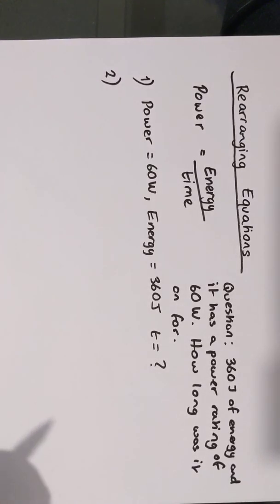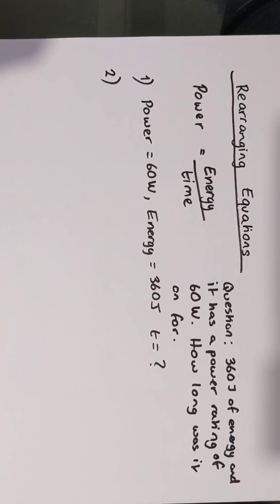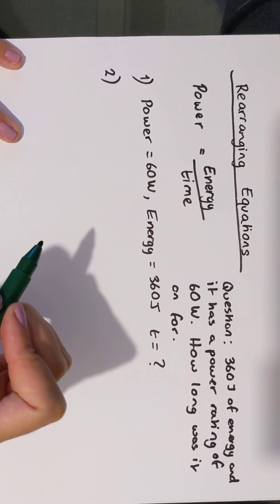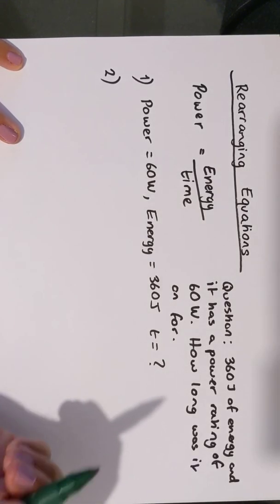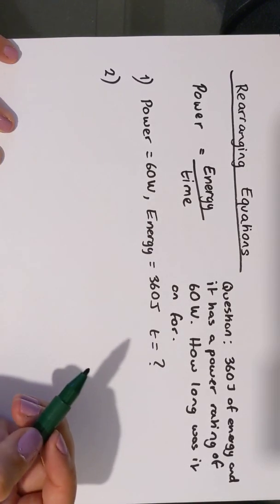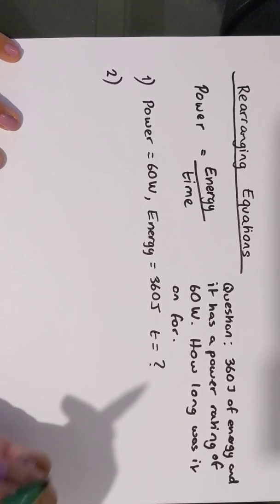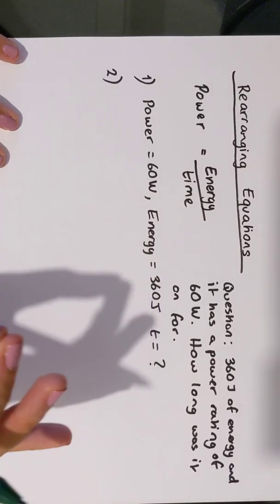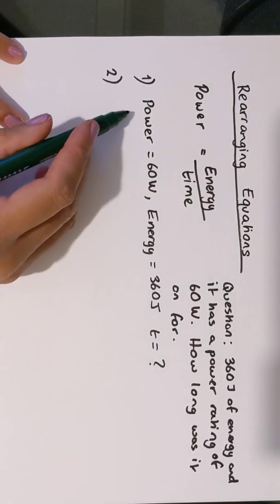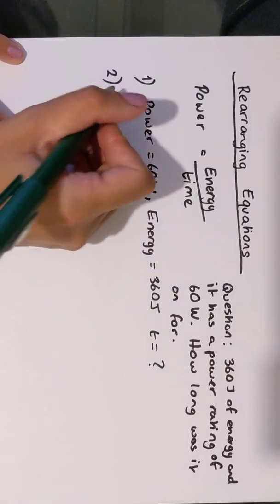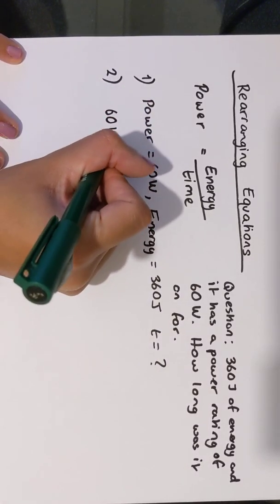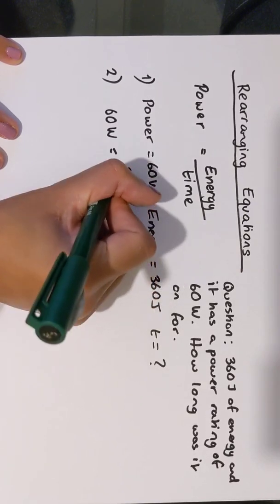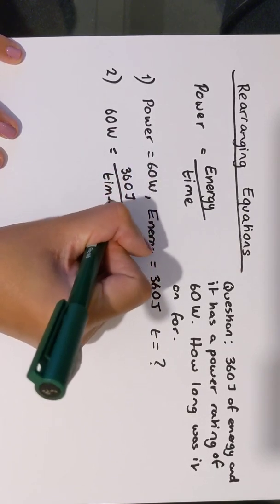Now, this wouldn't be the typical way I would choose to do it, but your exam board would give you marks for doing it this way. It would give you marks for doing it the other way as well, but your chances of getting a mark doing it this way are almost 100%. So now we've got our equation above, and it's told us that 60 watts equals 360 joules divided by time.